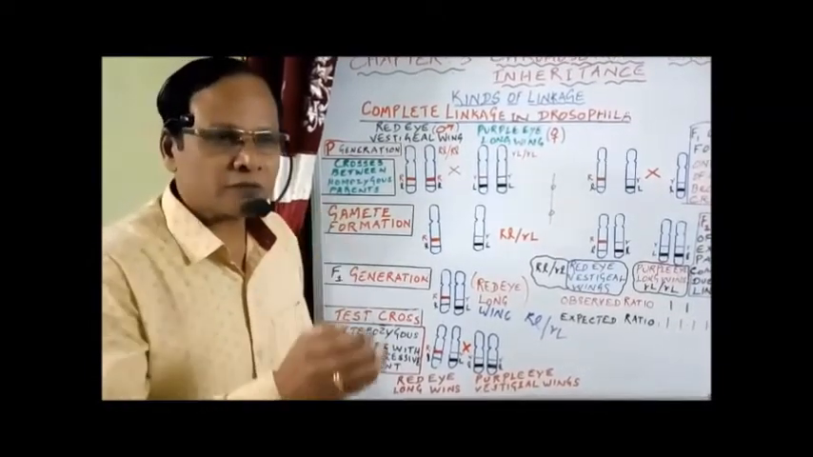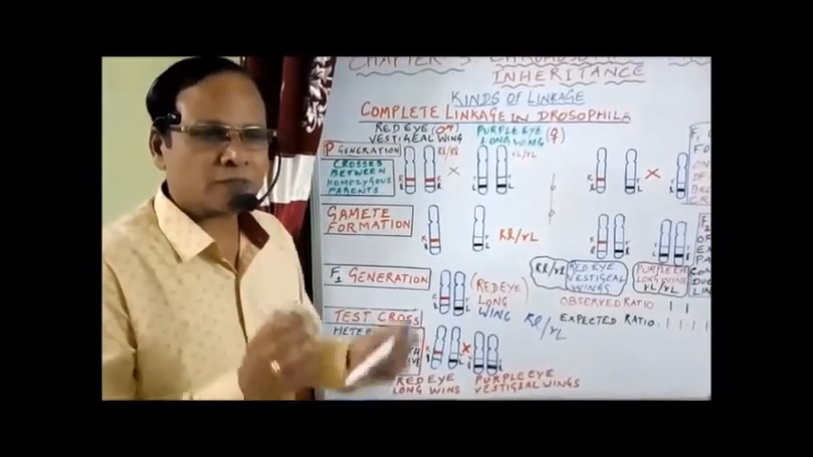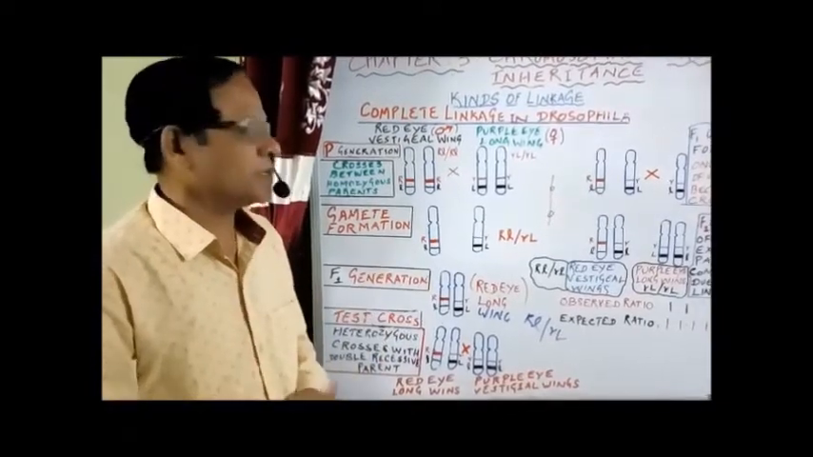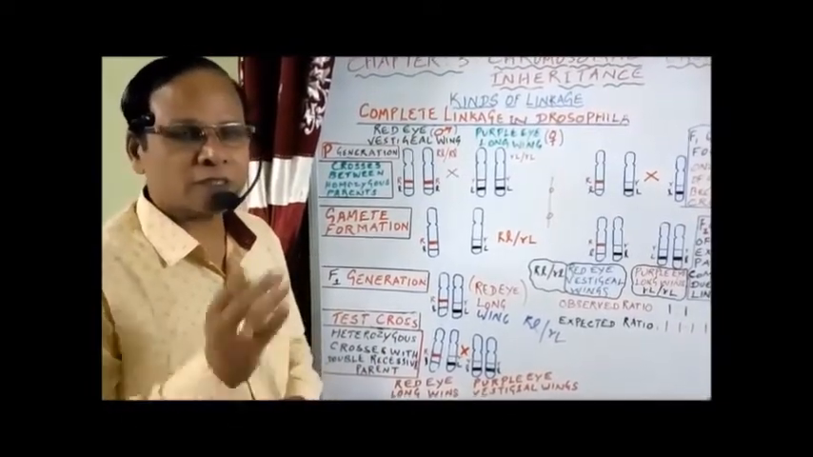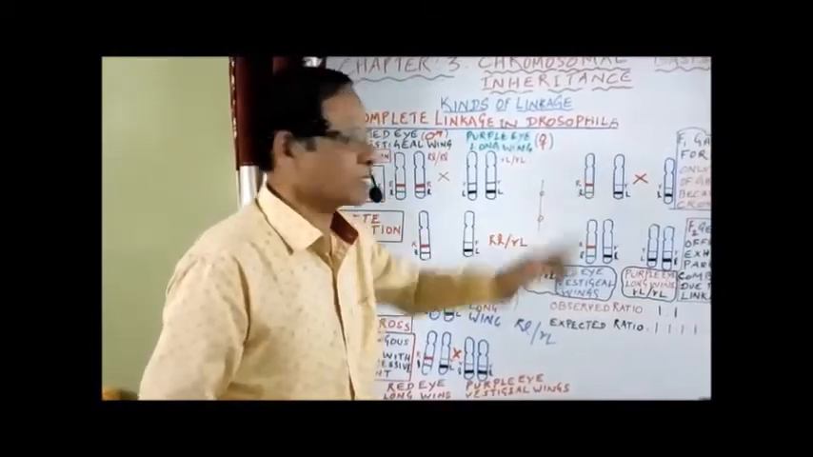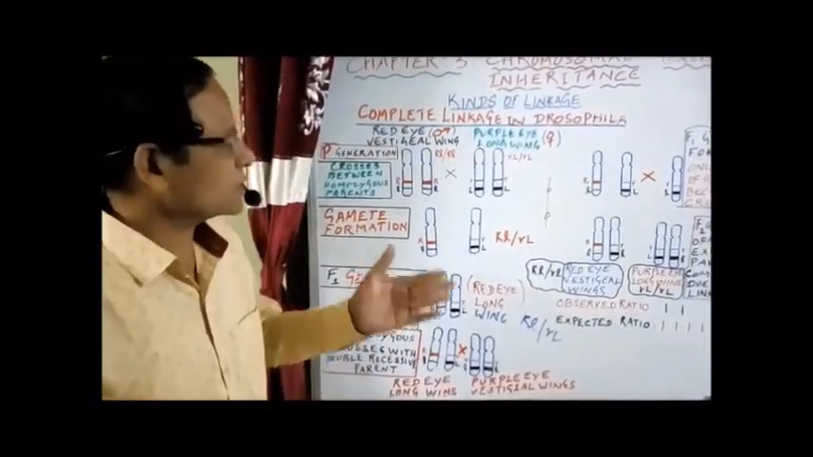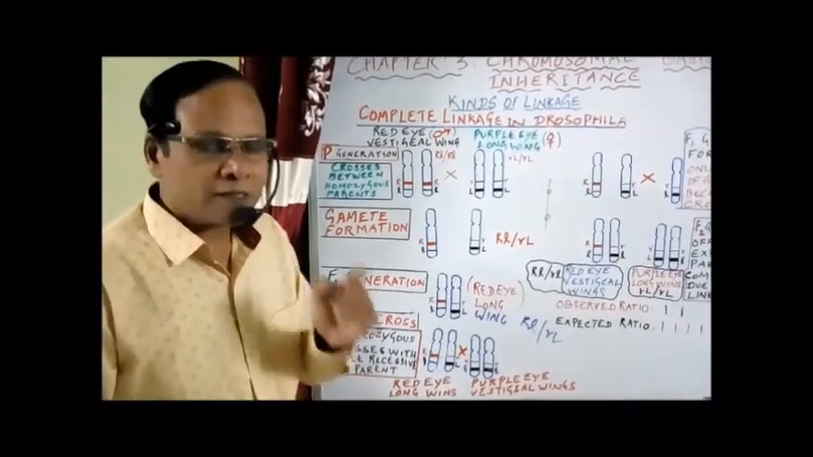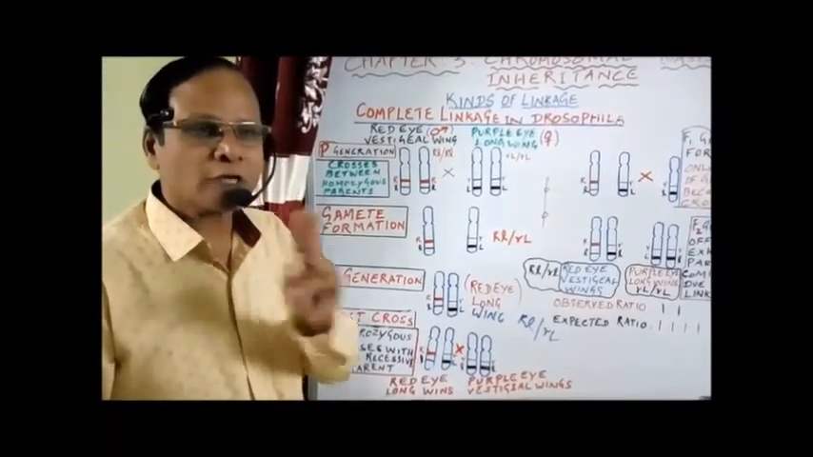Because the genes are linked together, they are tightly close together. There is no chance of crossing over as the genes are found very close together. You see that when the genes are found very close together, there is no chance of crossing over. As a result, we are getting only two types of gametes.